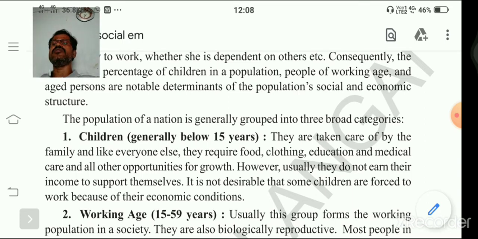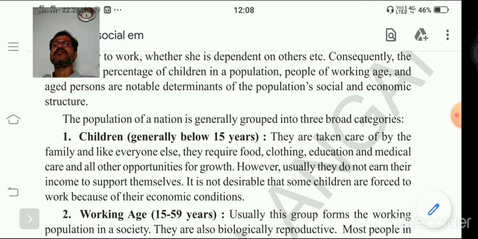People or individuals who have their age below 15 years are called children. And they are dependent on their family members, that is, their father and mother, for everything: for food, for clothing, for education, for medicine, for everything. They depend on their parents. So children are dependent and they do not earn any income.